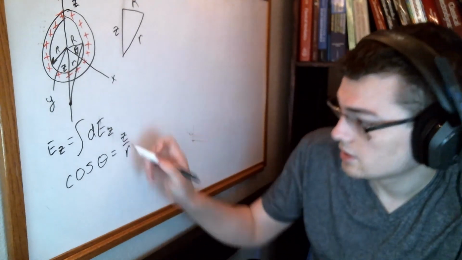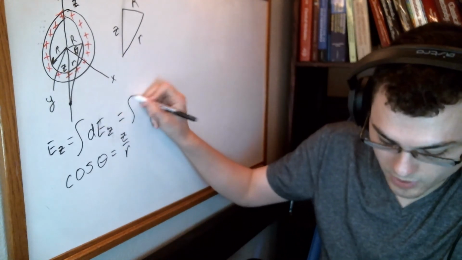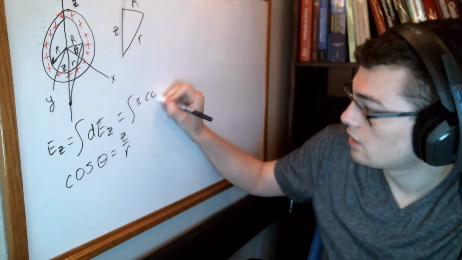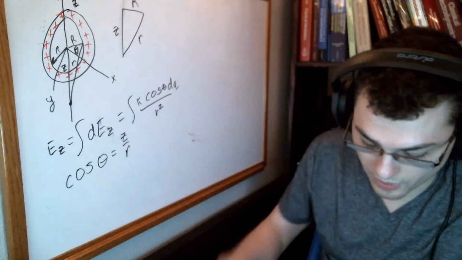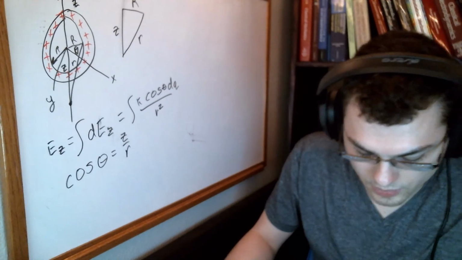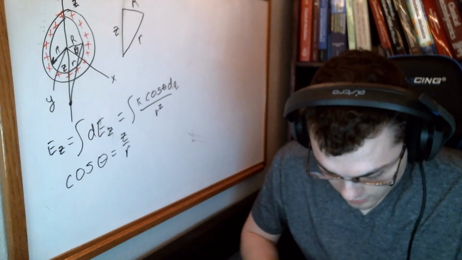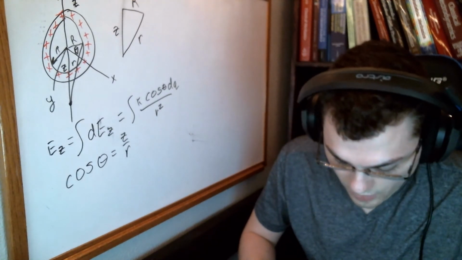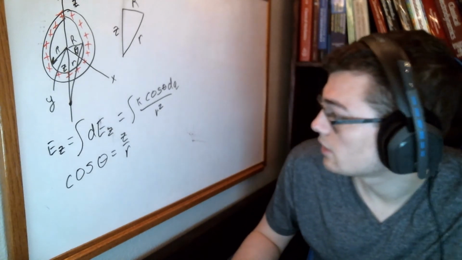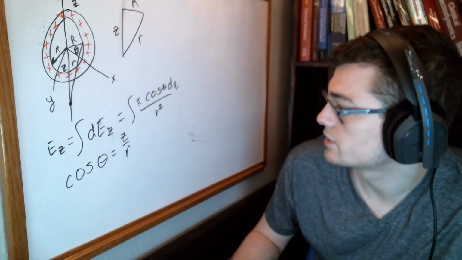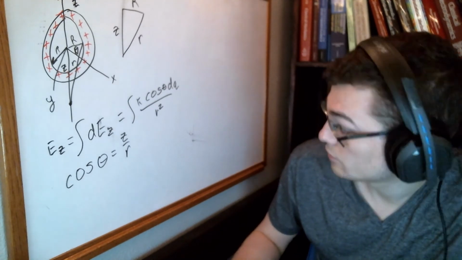Okay, so now in this case, Ez is going to be reliant on this cosine of theta, and so then this is going to be equal to the integral of k cosine theta dq all over r squared. So now in this case, we have to go ahead and swap around some of these variables in order to integrate this.